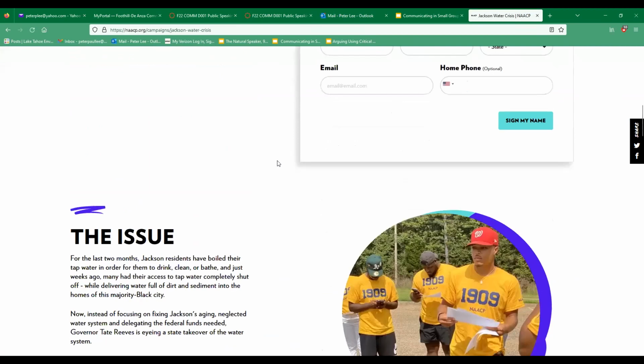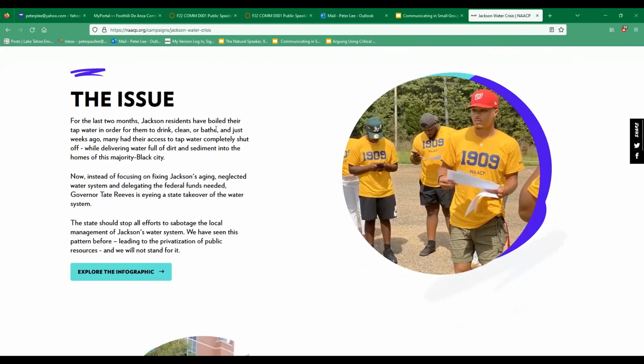And what they found is over the last 2 months, people in Jackson have had to boil their tap water in order to drink it, cook, or bathe. And just weeks ago, many of them had their water actually cut off. There was water full of dirt and sediment, and it's a majority Black city. So instead of focusing on the aging, neglected water system and delegating the federal funds needed, the governor is eyeing a state takeover of the whole water system.